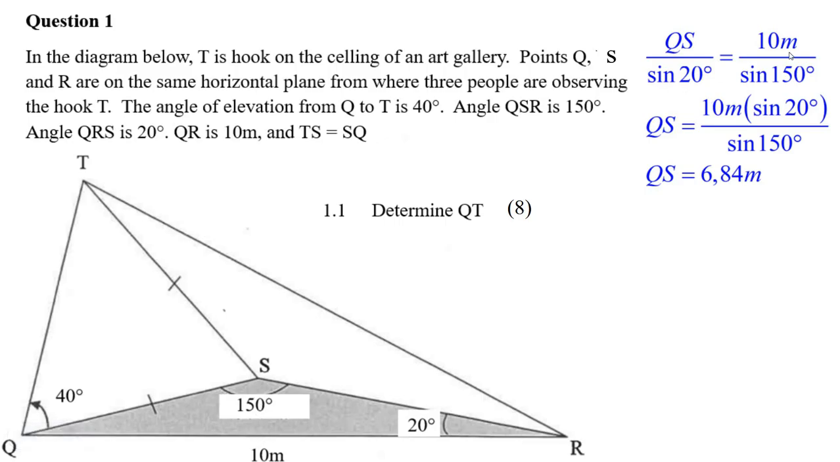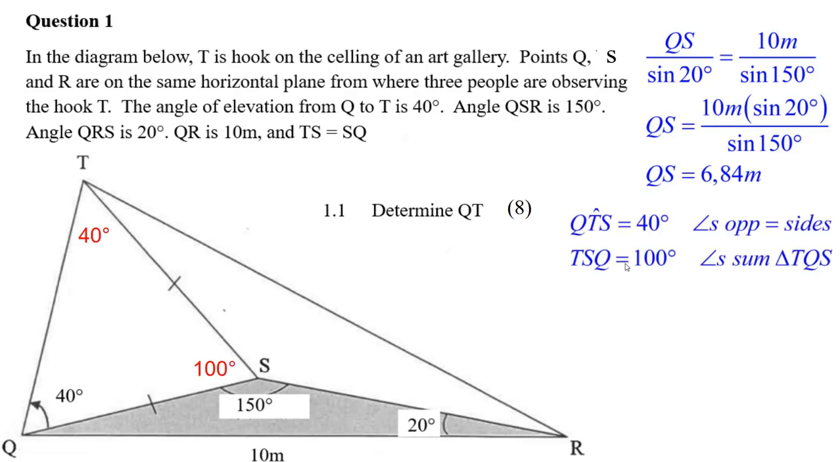And then you multiply the sine 20 up here, you just put it in your calculator, and you get yourself QS, which is 6.484 meters. Now you know that's 6.84. Hey, that's got to be the same. And if that angle's 40, that angle's got to be 40. Angles opposite equal sides. If that's 40, that's 40.